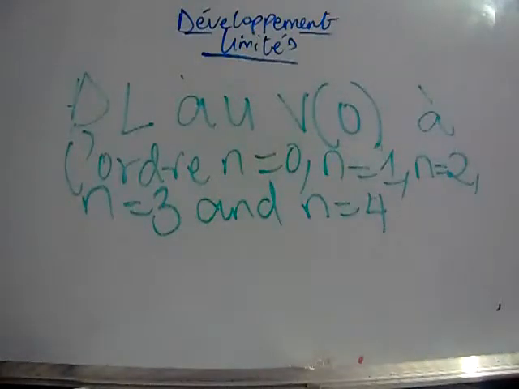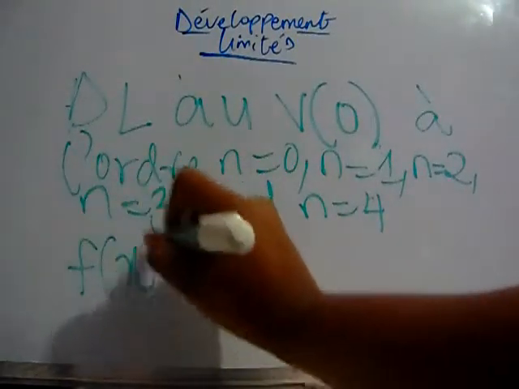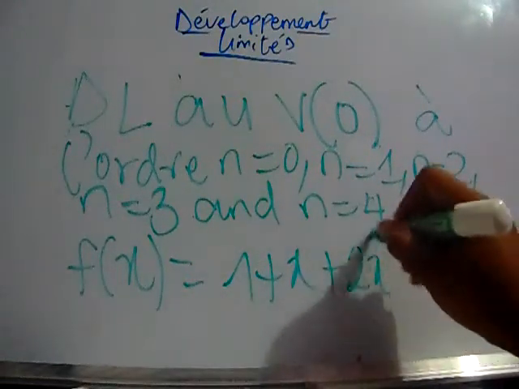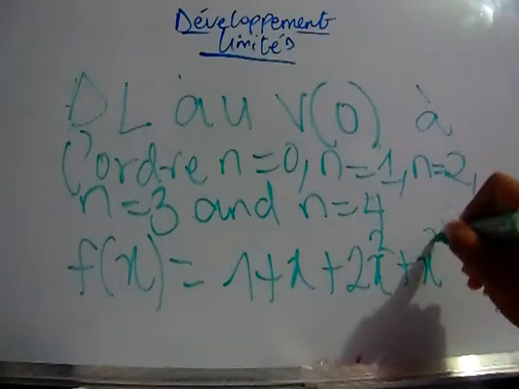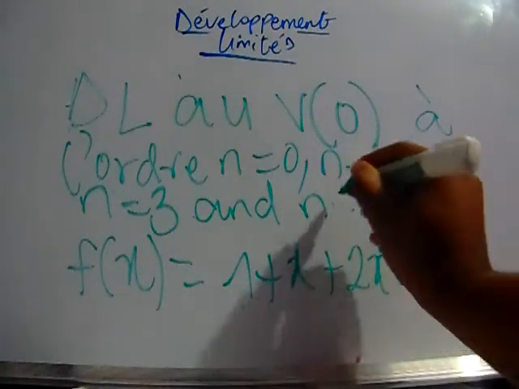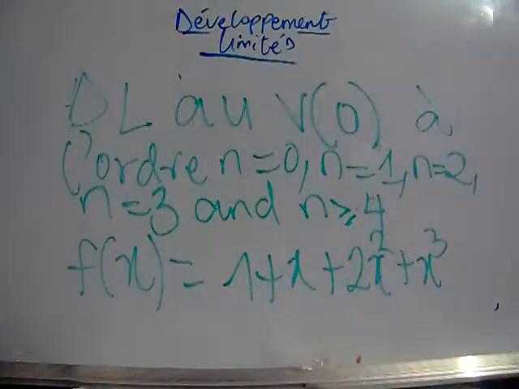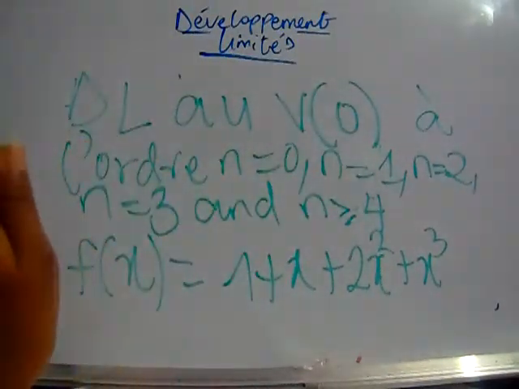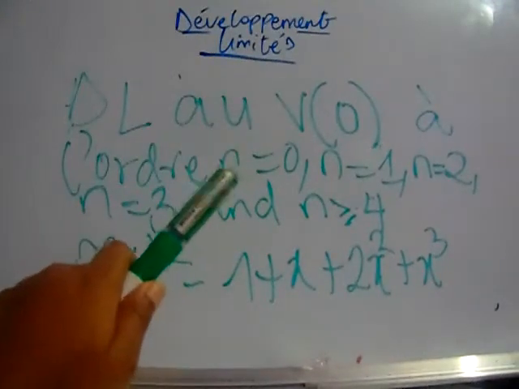of a function which we define as f of x is equal to 1 plus x plus 2x squared plus x raised to the power of 3, for x greater than or equal to 0. So we have to prove if this function admits a DL, and if it does, we should give its order at n equal to 0, n equal to 1, n equal to 2, n equal to 3, and n greater than or equal to 4.